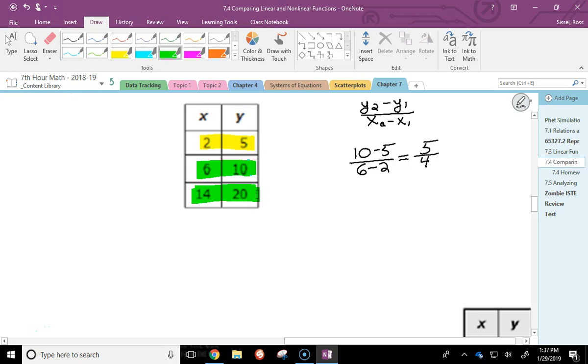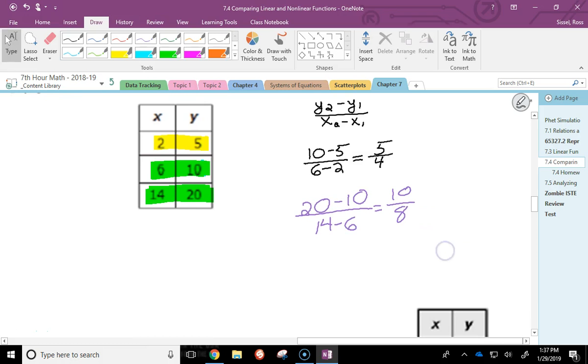So to do this one, I'd have 20 is now my y2 minus 10, 14 minus 6. And we get 10 over 8. Can that simplify? Yeah, how do I simplify 10 eighths? Divide by 2 and we get 5 over 4. Our 2 slopes are the same.